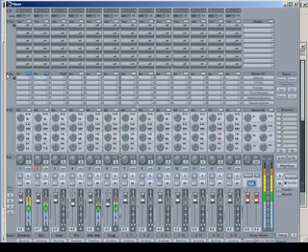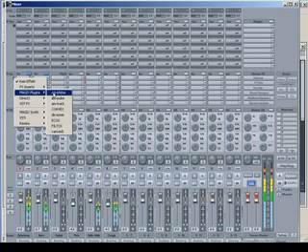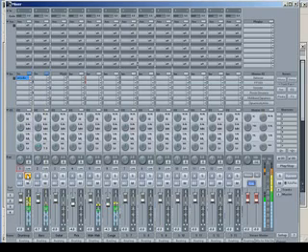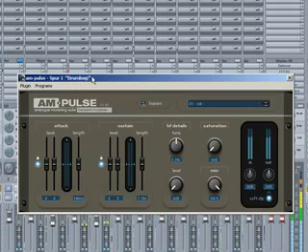Impulse is a transient modeler, a creative tool for editing the envelope and sustained processes of percussive or dynamic signals. This effect also allows you to enhance your signal or even distort it.